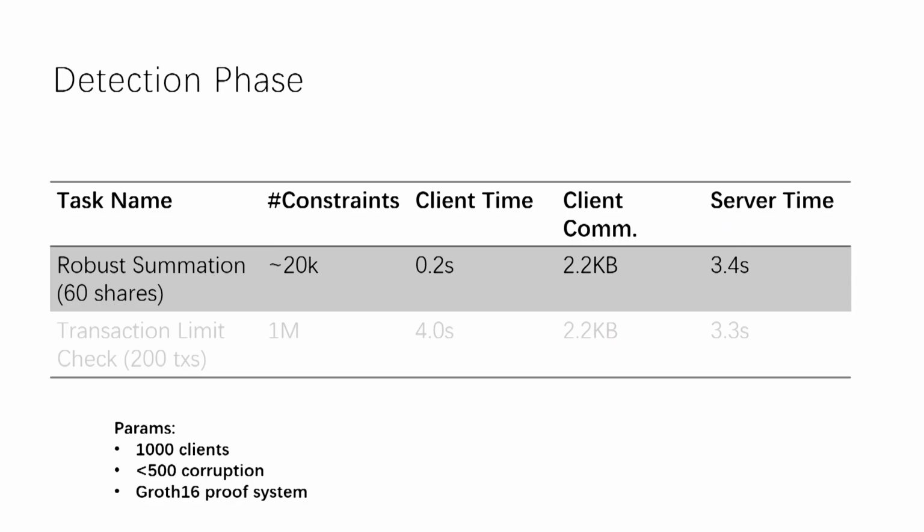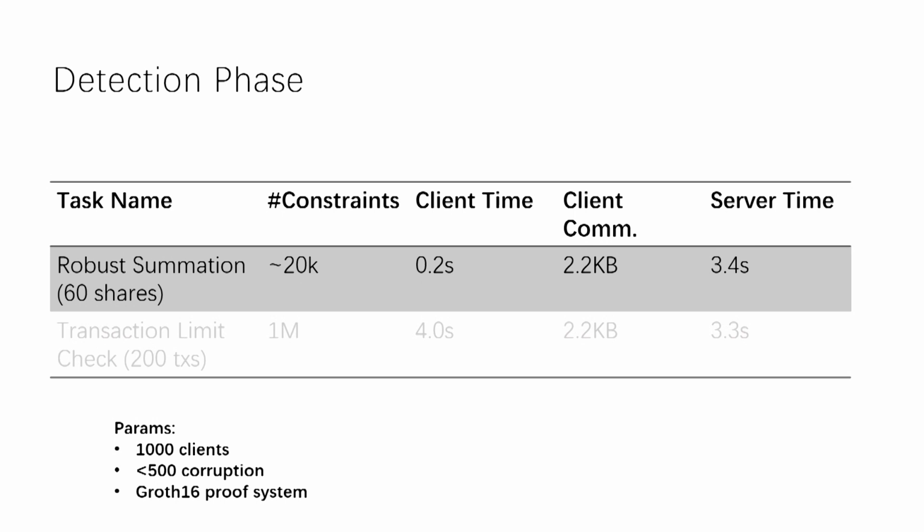Cool, now let's talk about some experiment results. We implemented multiple applications, and here I just picked two. This is the result for the detection phase. I have a task called robust submission. In that task, the server wants to collect the sum of each client's secret value.